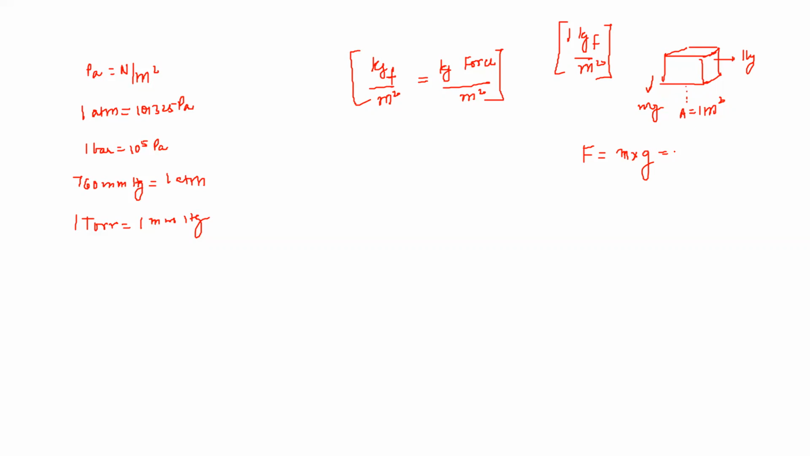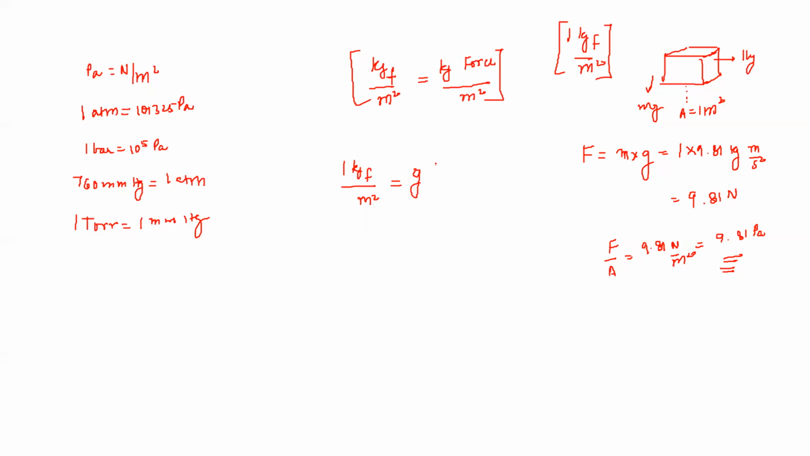So it's mass into gravity, that is 1 into 9.81. The unit of m is kg, and 9.81 is in meter per second square. So kg meter per second square is nothing but Newton. So this is 9.81 Newton. And if we divide this by area, then we get 9.81 Newton per meter square, or 9.81 Pascal.